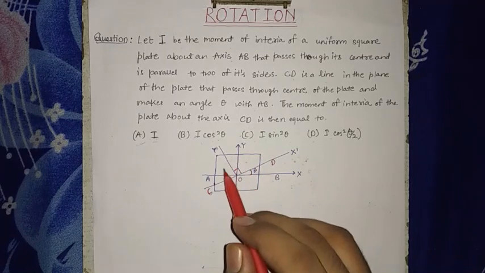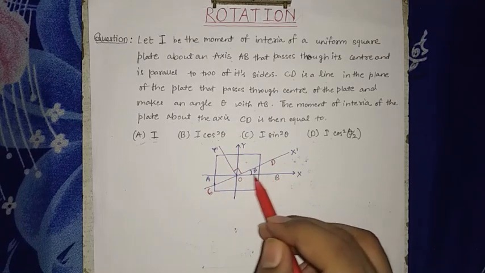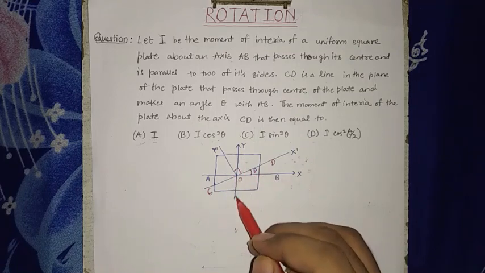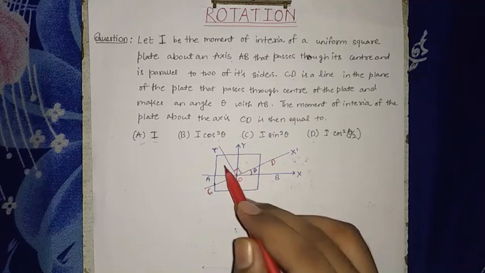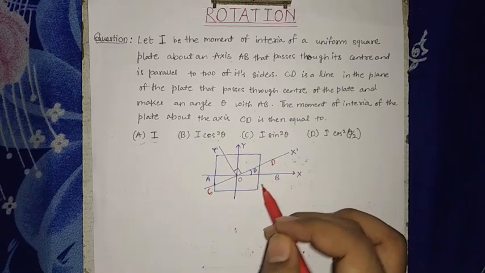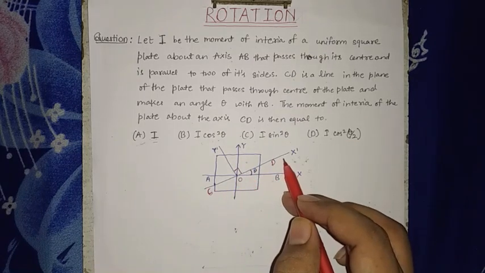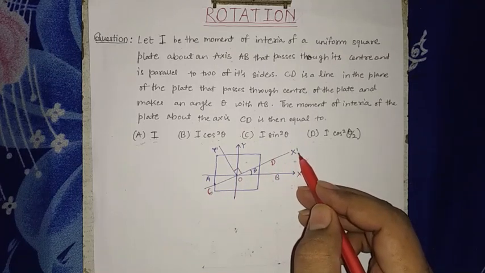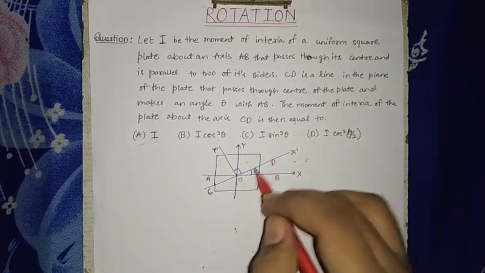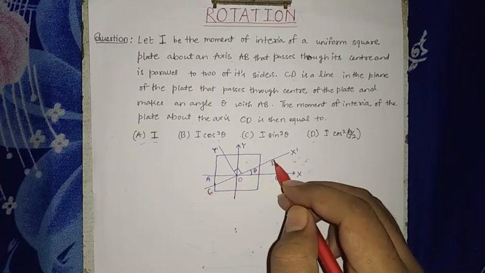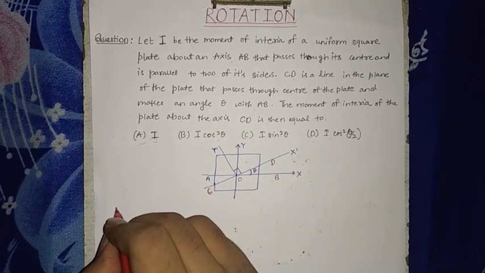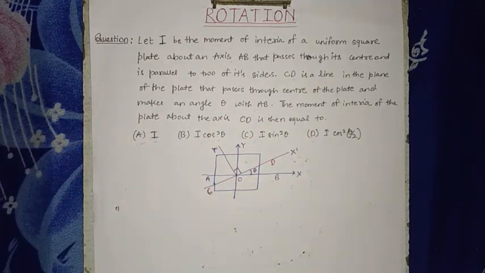So here I made the figure. This is the AB axis, which is parallel to both of the sides as said in the question. Let's say this is the x axis and this is the y axis. As we know, the moment of inertia of a square plate about this axis is I, as said in the question, and now this axis is the CD axis. Let's say this axis is x dash, and this is y dash, perpendicular to the x dash axis, and we have to find the moment of inertia of the square plate about the CD axis, which is at an angle theta from the AB axis. So now let's find the moment of inertia of the square plate about the CD axis.